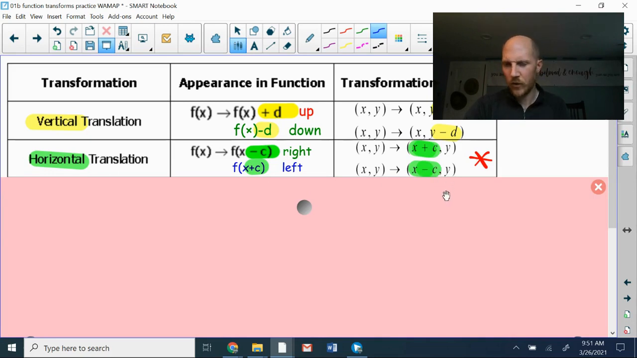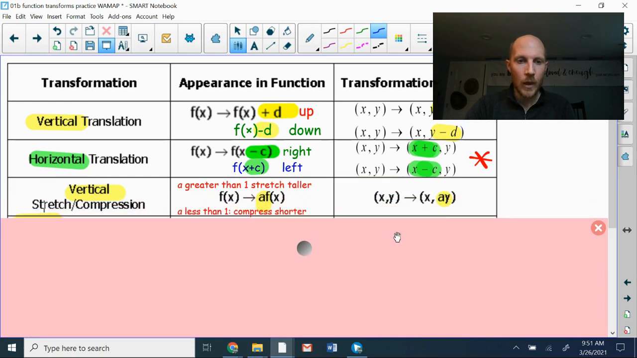Even though the function notation says plus, I subtract, and that's how I get my new coordinates. Okay, well, we do also have some compressions and stretches. So that's next. This is a vertical stretch or a vertical compression.